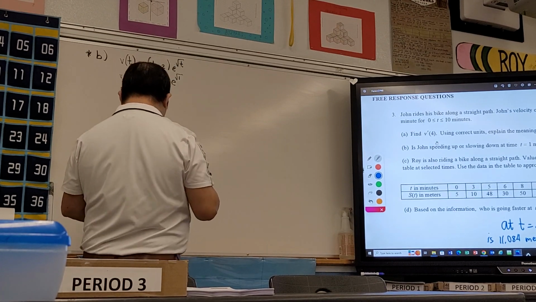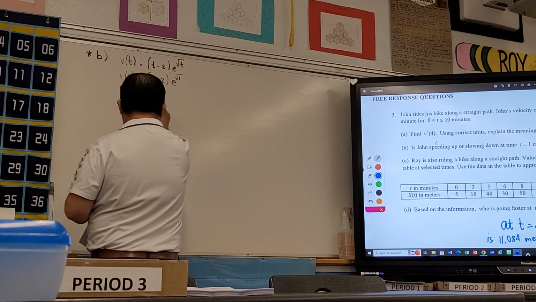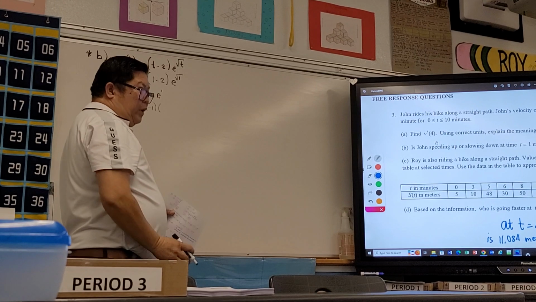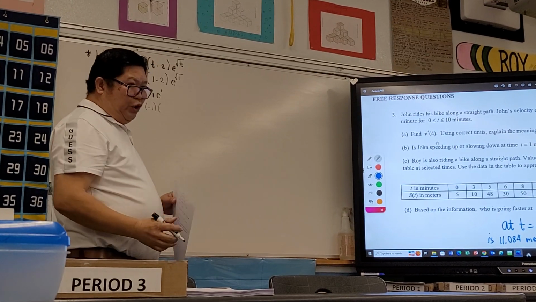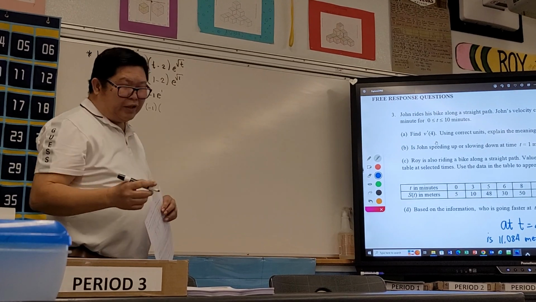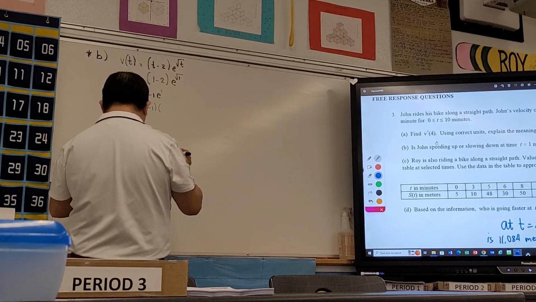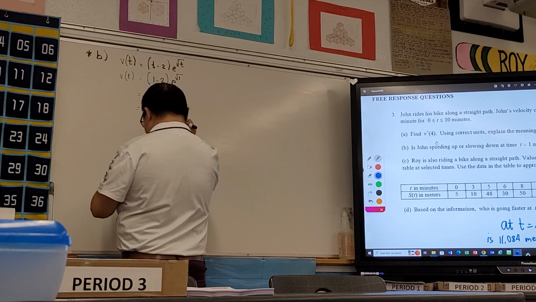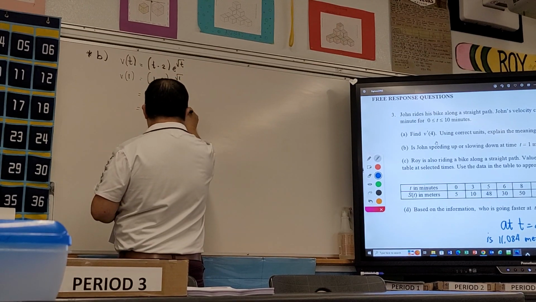what is e to the power of 1? What is the value of e? 2 point. Can you press the calculator? It's going to be approximately 2.7182. Am I right, guys?